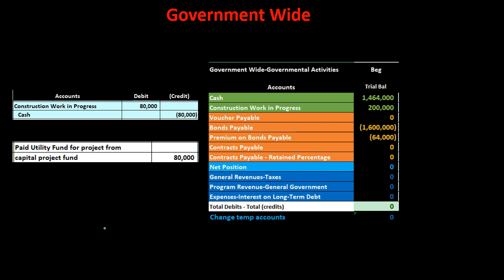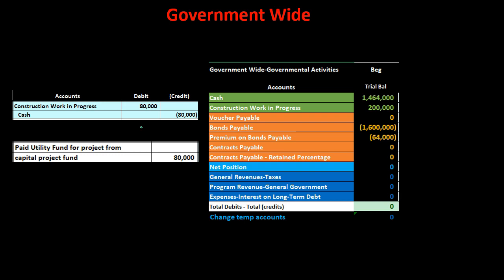We're thinking about one that basically does services in a similar fashion as a for-profit type of organization, and therefore we're going to record this on the government-wide activities to show that information. So we have the construction work in process increasing. That's going to be the asset that we're putting together, the building, the bridge, whatever it is we're making. And the other side is going to be going to cash on the government-wide activities.